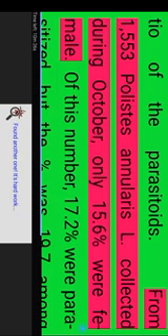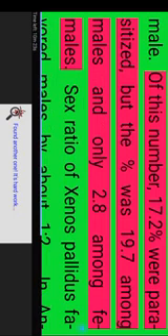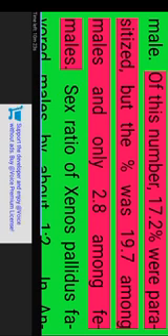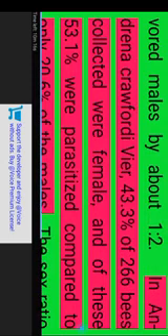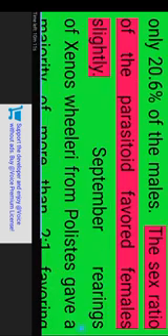From 1,553 Polistes annularis L. collected during October, only 15.6% were female. Of this number, 17.2% were parasitized, but the percent was 19.7 among males and only 2.8 among females. Sex ratio of Xenos pallidus favored males by about 1:2. In Andrena crawfordi Vier., 43.3% of 266 bees collected were female, and of these 53.1% were parasitized compared to only 20.6% of the males. The sex ratio of the parasitoid favored females slightly.